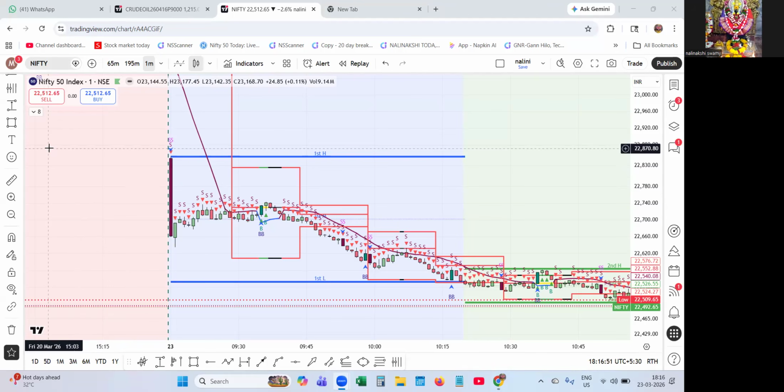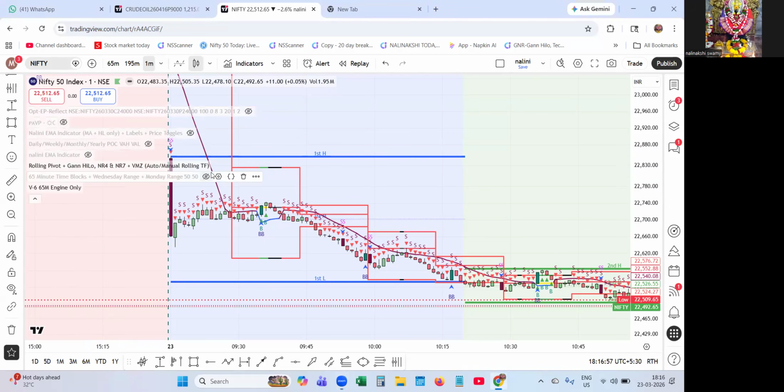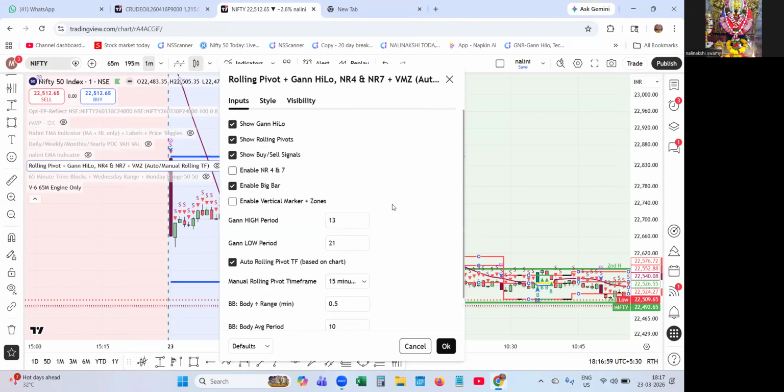So, I want to make the trade simple for you. Go to the rolling pivot. By default, Gann HiLo is 13, 21. The manual rolling pivot time frame by default is hourly. What you need to do is change it to 15 minutes, save as default, and press OK.